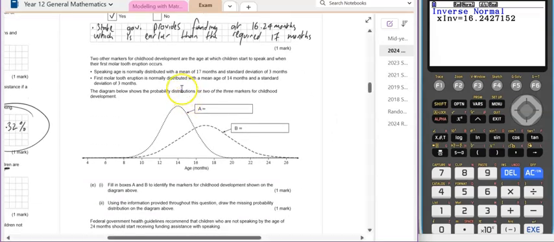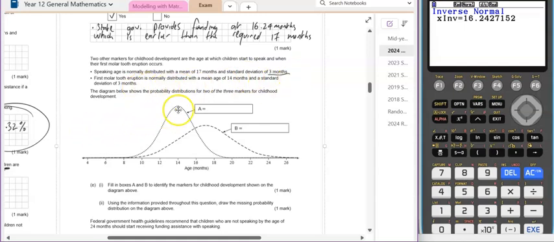It says two other markers for childhood development are the age at which children start to speak and when their first molar tooth eruption occurs. Speaking age is normally distributed with a mean of 17 months and a standard deviation of 3 months. So you can see that because the standard deviation is a bit bigger, the data is going to be a bit more spread. Obviously, the normal distribution curve is going to line up with 17 months. And the second dot point there says the first molar tooth eruption is normally distributed with a mean of 14 months, which is the same as when children are expected to start walking, and a standard deviation of 3 months. So it's got the same spread as the speaking age.